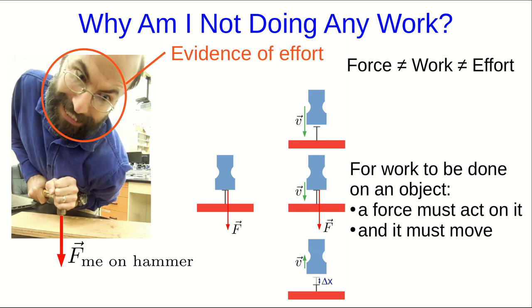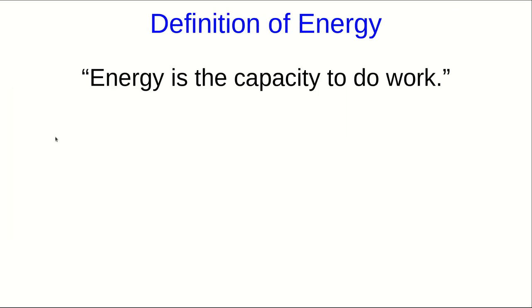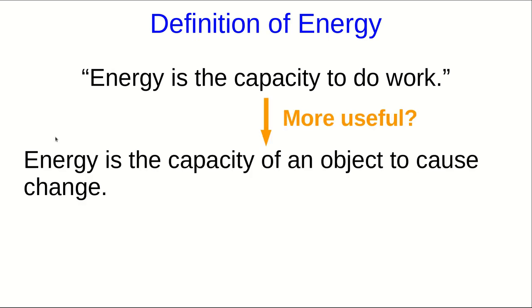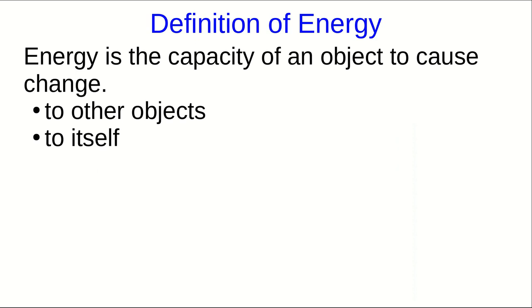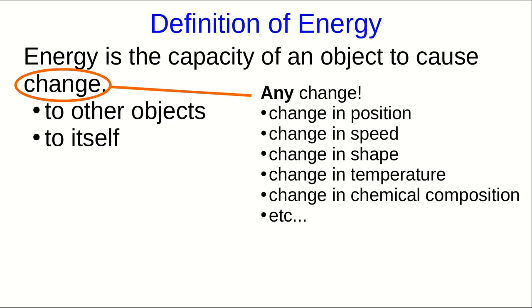We'll come back to work later, but right now let's go on to look at a different way to understand energy that's going to be more useful to us right at the moment. So, I'm going to suggest that rather than thinking of energy as the capacity to do work, we should think of the energy of an object as that object's capacity to cause change, either to other objects or to itself. Now, you might not be satisfied with this either because you might be suspicious that change now needs to be defined. But in fact, that's easy because we mean any change. Changes in position, speed, shape, temperature, chemical composition, color, what have you, all involve energy to bring them about.